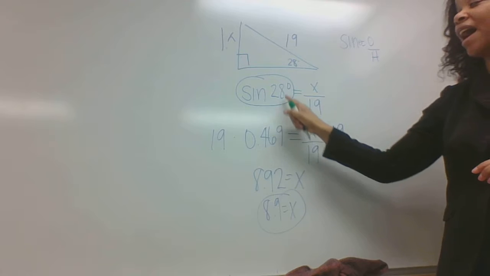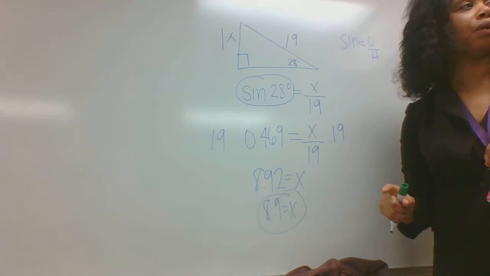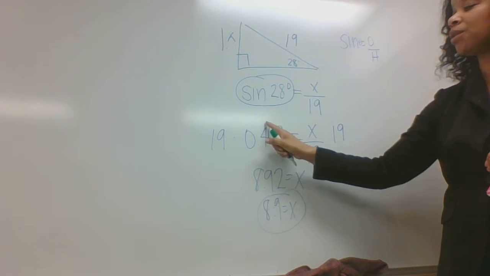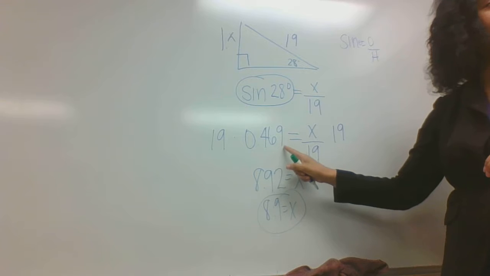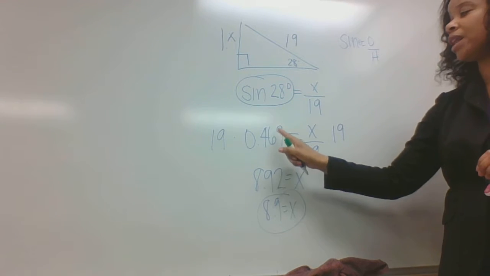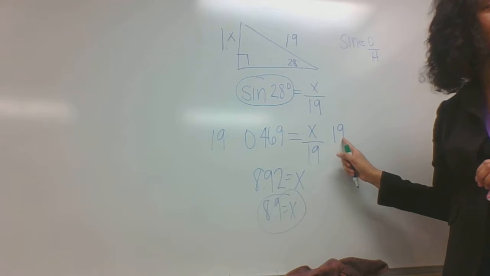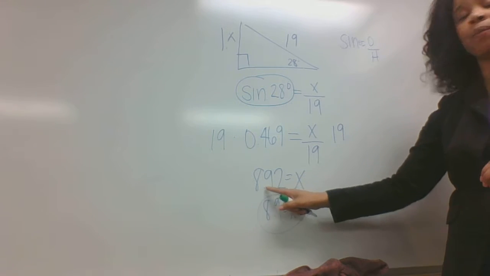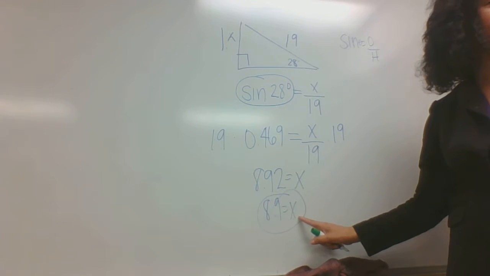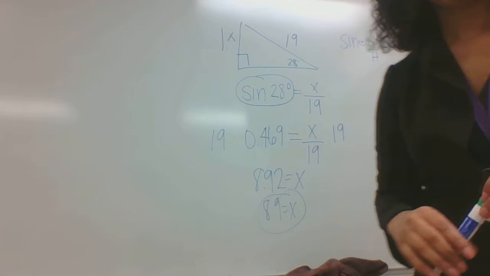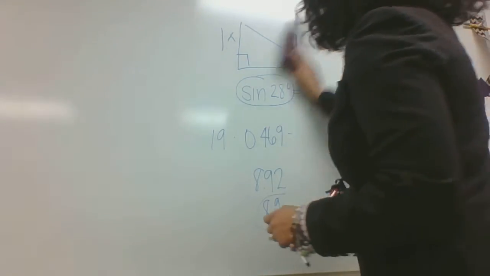And then I find the value of the sine of 28, because this does have a value. The sine of 28 is approximately 0.469. All right. And then I'm going to solve it by multiplying by 19 on both sides. And then I get x equals 8.92. Rounded to the nearest tenth, it's 8.9. Okay? So let's look at number two.